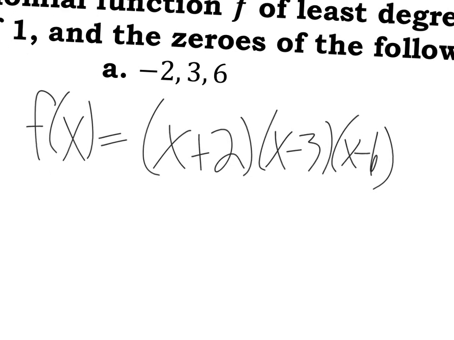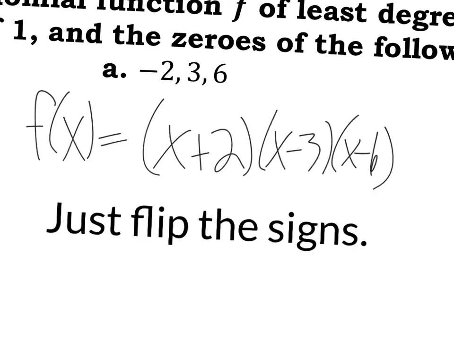Well, in previous videos, I said that when you're solving a polynomial equation, anytime you have an x, you set it equal to 0. So if I set x plus 2 equal to 0, I'll get negative 2, because negative 2 plus 2 equals 0. Positive 3 plus negative 3 is 0. 6 minus 6 is 0. So in layman's terms, just flip the sign, okay?